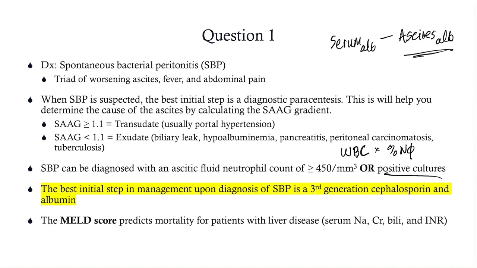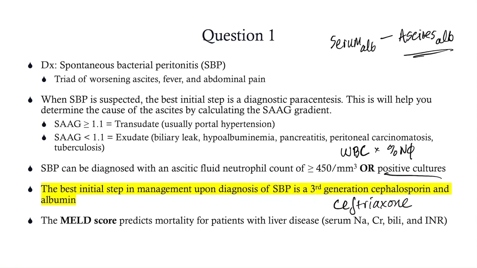So the best initial step in management upon diagnosis of SBP is going to be an antibiotic and albumin, and we go for a third generation cephalosporin. The most common is ceftriaxone, but you can use one of the other ones if you so desire.